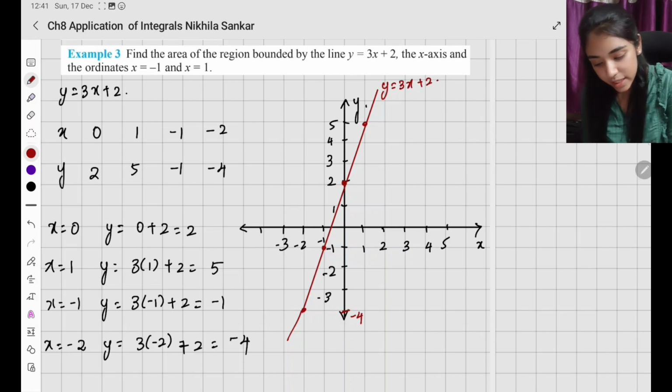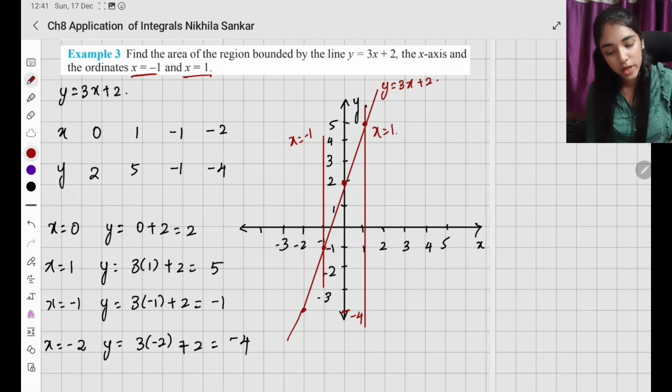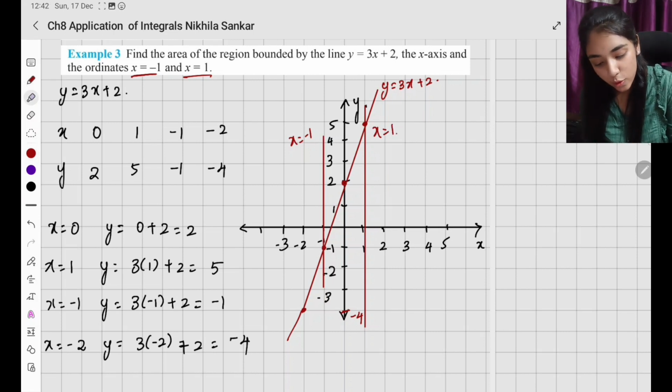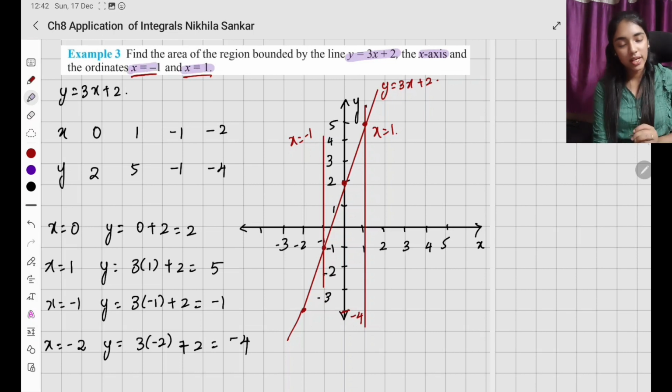Now what are the other equations? I have x equals minus 1 and x equals 1. Now x equals minus 1, it is going to be this particular line. So this is x equals minus 1, and x equals 1 is going to be this particular line parallel to the y-axis. So they are asking for the region bound by y equals 3x plus 2, the x-axis, and the ordinates x equals minus 1 and x equals 1.